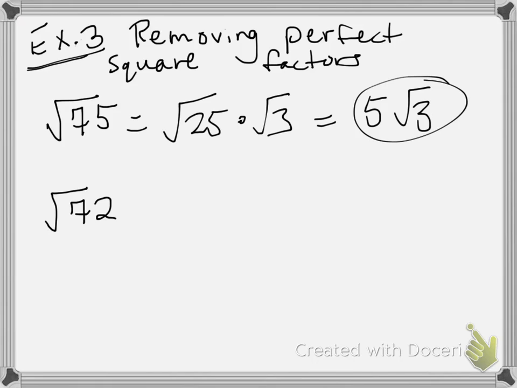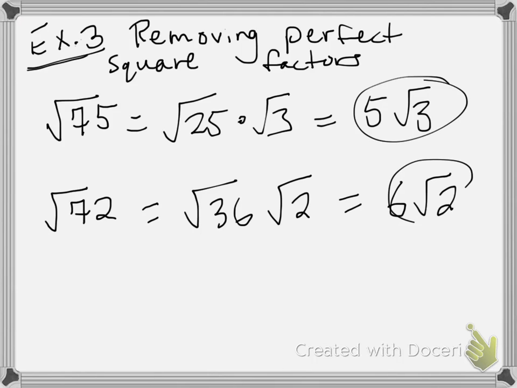Now look at 72. Let's see. I think the biggest perfect square that goes into that would be 6. No, 36. Sorry, that's what I meant to say. So we have the square root of 36 times the square root of 2, because 36 times 2 gives you 72. Square root of 36, we know that that's going to be 6 square roots of 2. This is fun stuff.